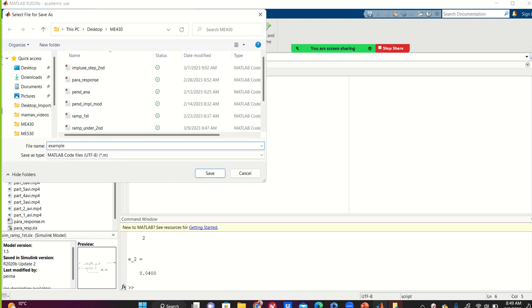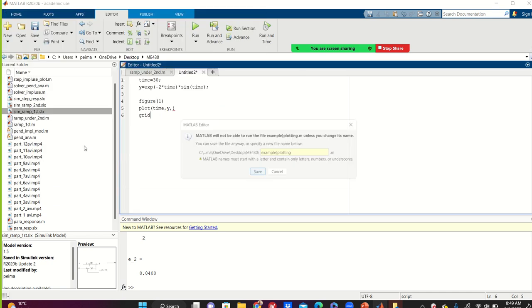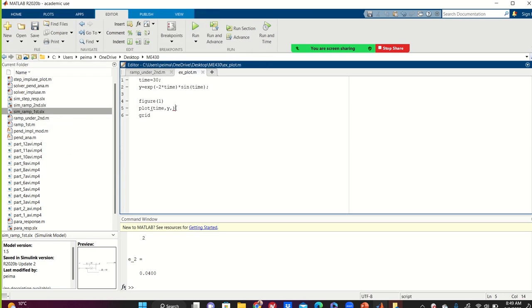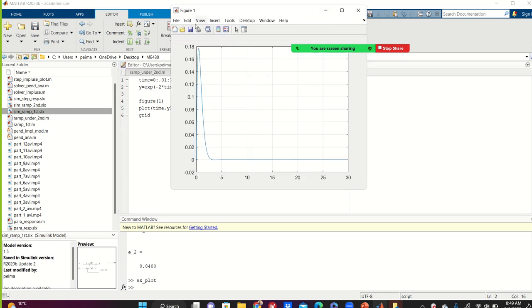Example of plotting. And this is .* for the element-wise multiplication, because when this is a vector you have to put the dot for the multiplication. We are multiplying vector by vector. Learn this, okay? So if I want to plot this, it's going to be like this. But this is narrow.